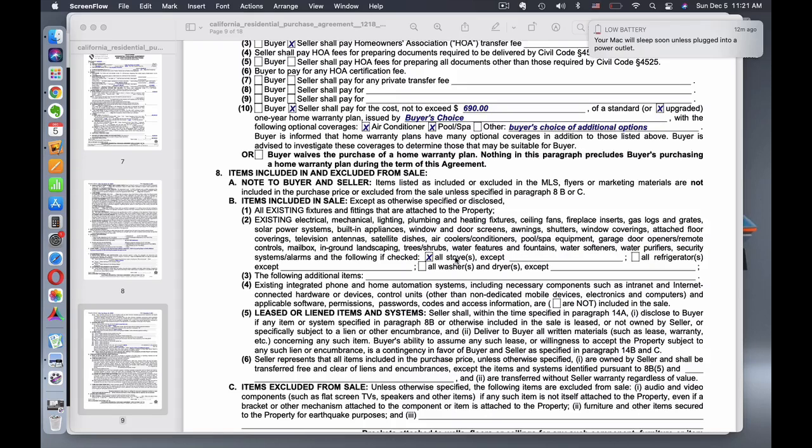99.9% of the time I've seen the stove stay. I've never really seen a seller want to take the stove with them. Dishwasher is built in, that stays if it's in the house, but the refrigerator, washer, dryer, they're all considered more personal property, so that's why these need to be checked off and included. If you want them, a lot of people like to buy new when they get into their house and have newer appliances, so that's going to be up to a negotiation between us with the seller.